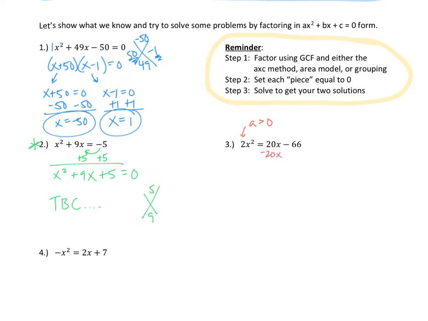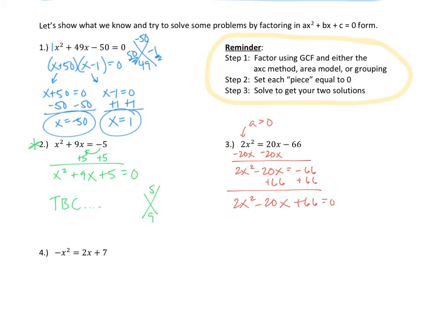So in order to move them over, I have to take their opposite signs, right? So I have to subtract 20x from both sides. Now, if you want to do this in one step, I'm going to do it in 2 steps just to show you what I'm looking at. Okay, then I want to move over the 66, so I'm going to add it. So I have 2x squared minus 20x plus 66 equals 0.